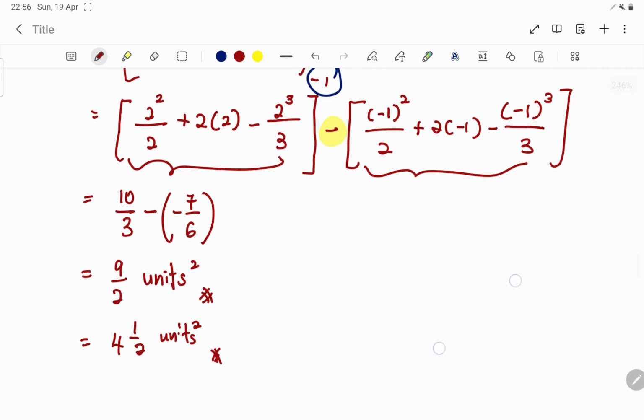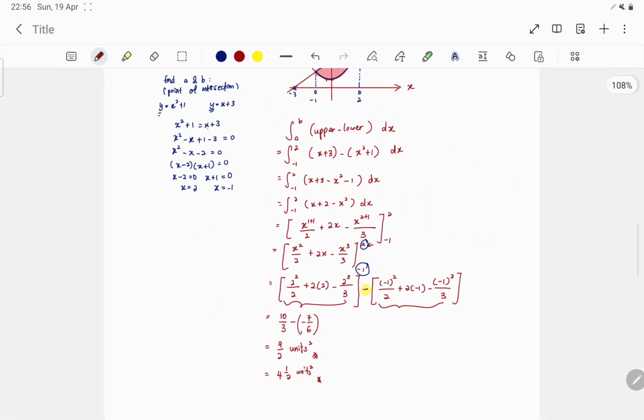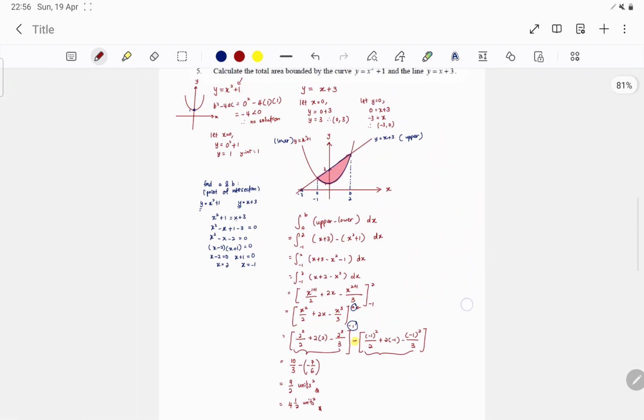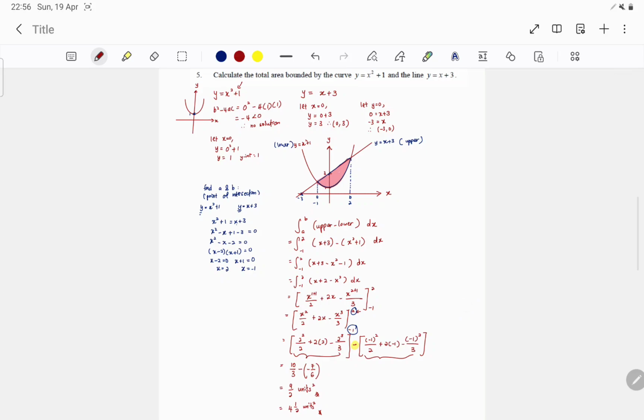Okay, so both are acceptable. This is the solution, the working for this one. Okay, that's it for question 5. Thank you.